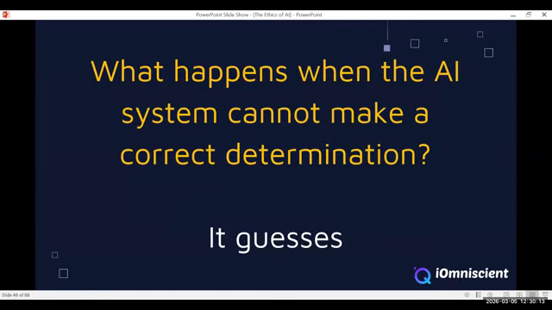And what happens when an AI cannot make a correct determination, right? You ask it a question and it doesn't have the data to make the right determination because it hasn't been trained on that aspect of the question. What does it do? It guesses. And that can be quite a serious problem because you don't know whether it's guessing or whether it's giving you a correct answer.